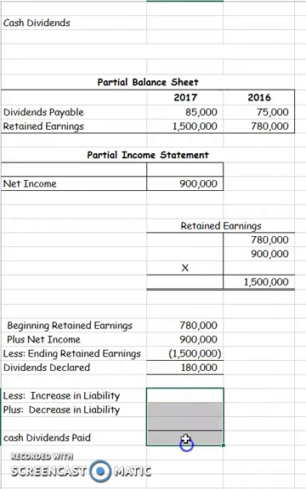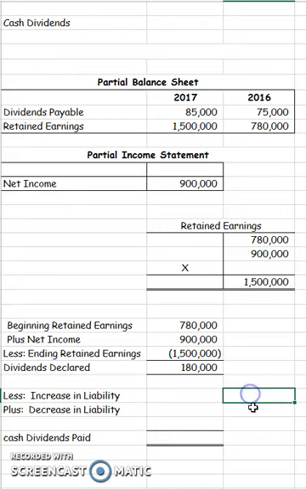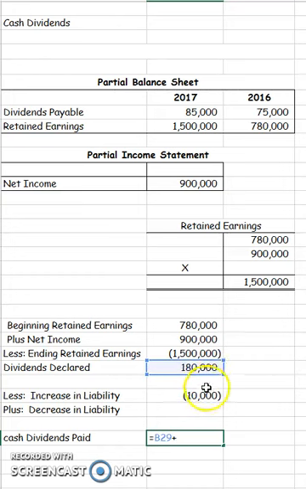Now at this point what we've got to do is look and see whether or not we actually paid out everything that we declared. So we declared $180,000. Let's look to our dividends payable account to see what happened. It went from 75 up to 85, which means that we still owe 10,000 more, so we have not yet paid that. So out of our declared, we haven't paid 10,000 of it, so we will reduce the amount that we paid by that amount.